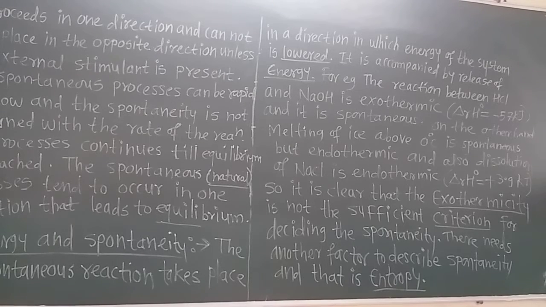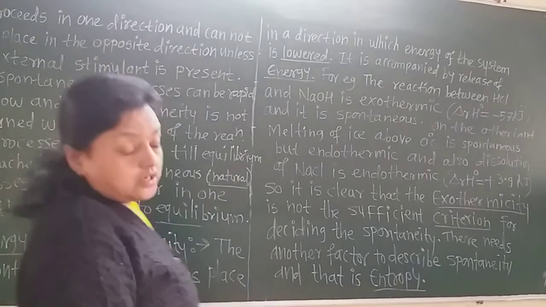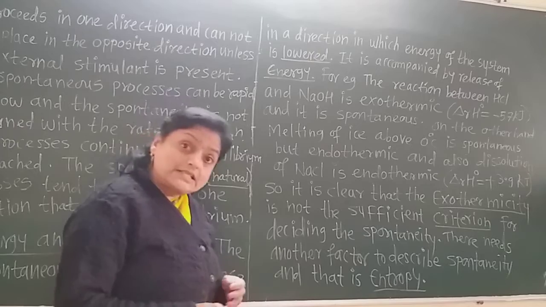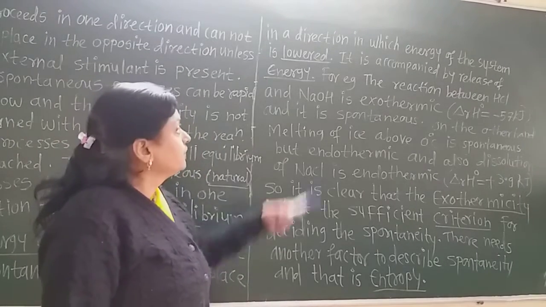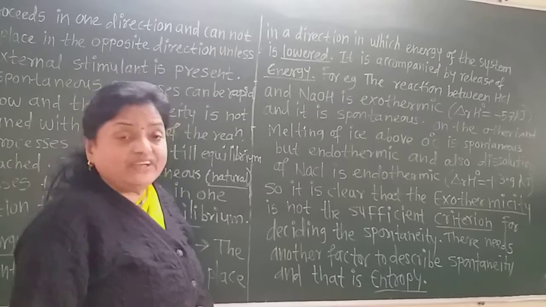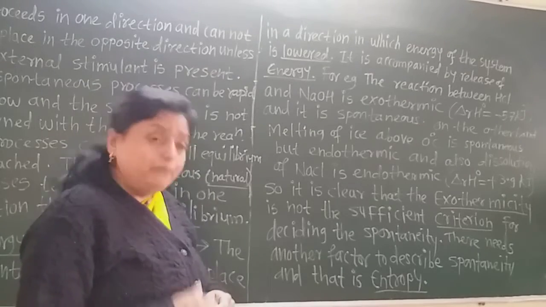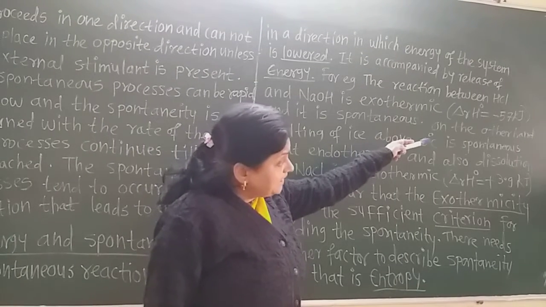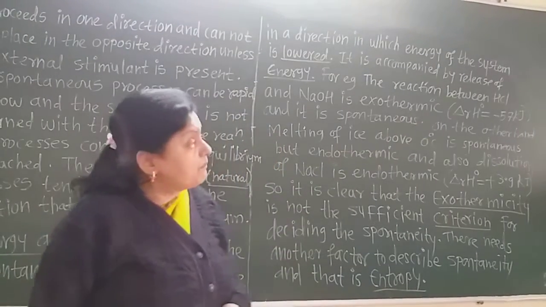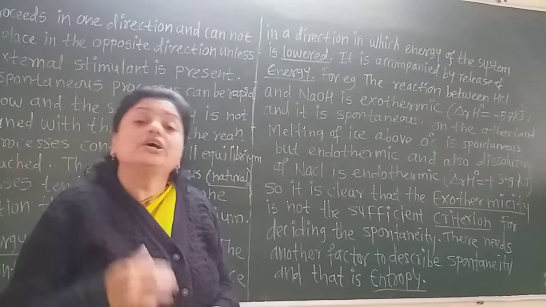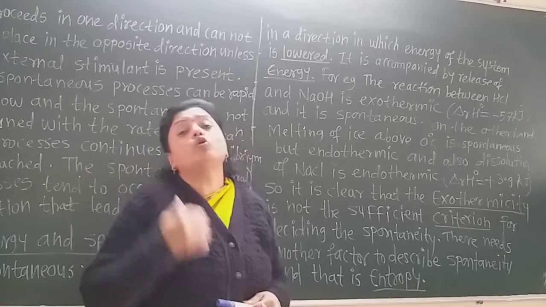Now this spontaneous process is accompanied by a release of energy. In this process there is always a release of energy. For example, the reaction between HCl and NaOH is always exothermic because the delta H of reaction is minus 57 kilojoule. The minus sign denotes that there is a release of 57 kilojoule of energy when 1 mole of HCl and 1 mole of NaOH react.